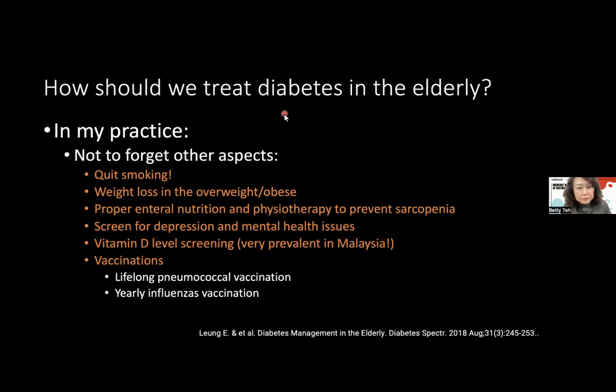Okay. So vaccinations for pneumococcal and also influenza. Others, they can consider, for instance, meningococcal, especially those who are going for Hajj. And also some they want to invest in a herpes zoster vaccination, which is also available now.